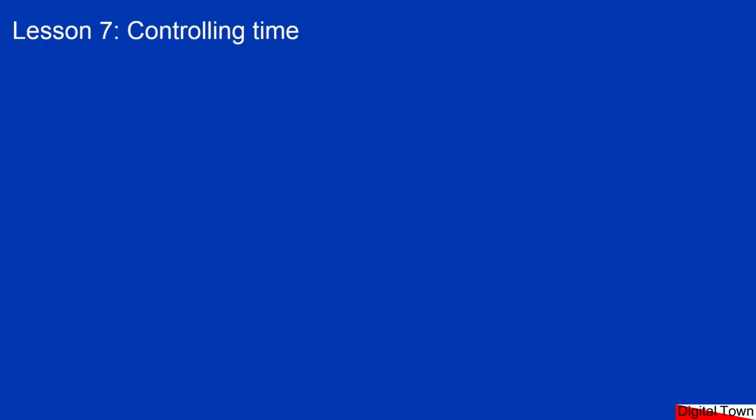Welcome back. Welcome to lesson 7, and in lesson 7 we're going to look at how we control time. Now, in previous scripts that we've created, we've used a function called delay, but in this lesson we're going to learn to use a more advanced form of controlling time. We're going to use the function that is called millis.